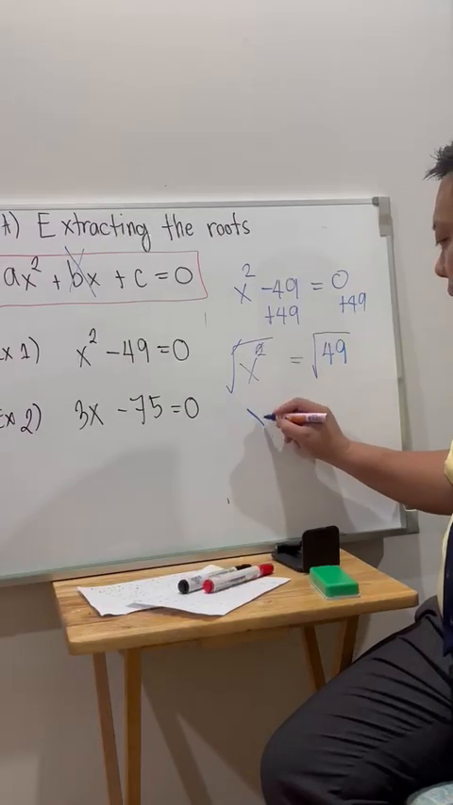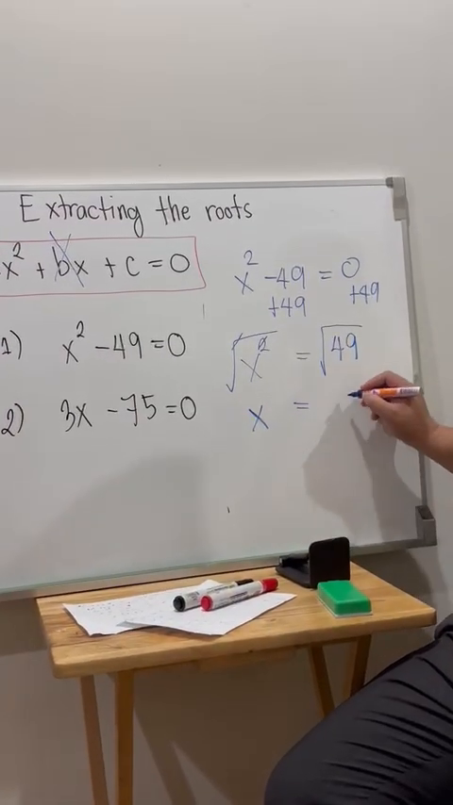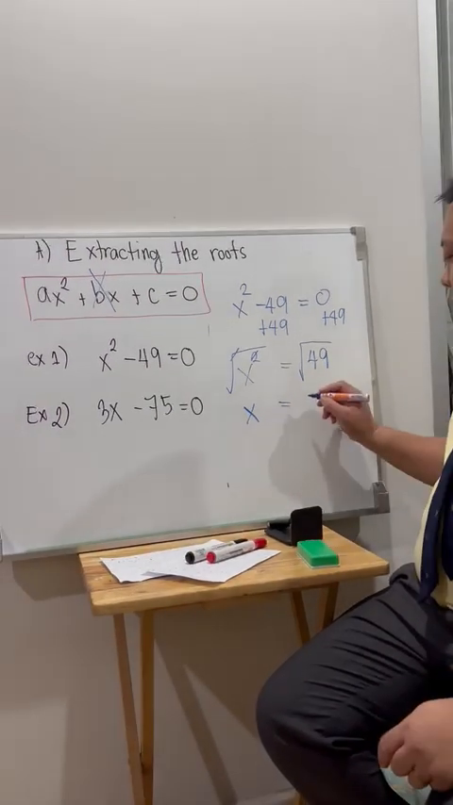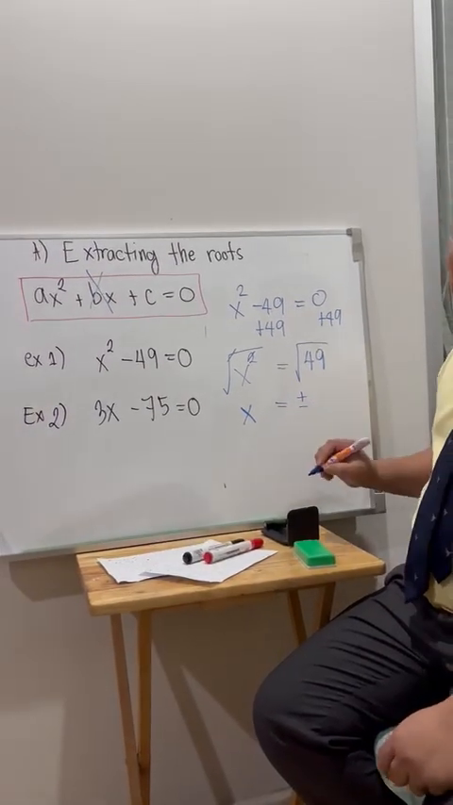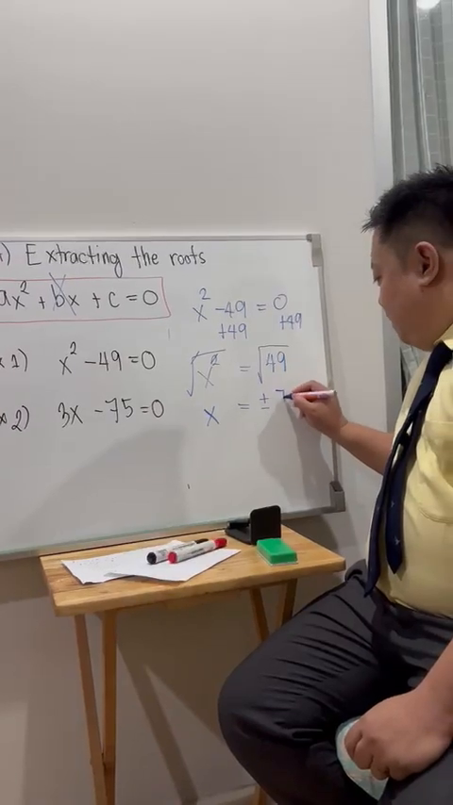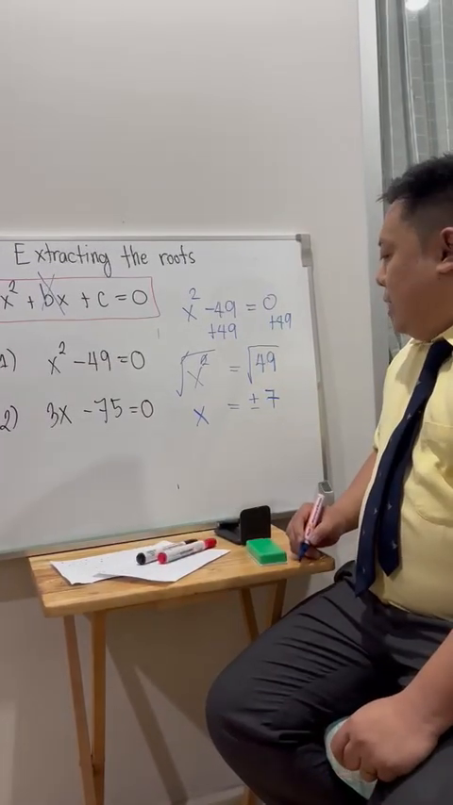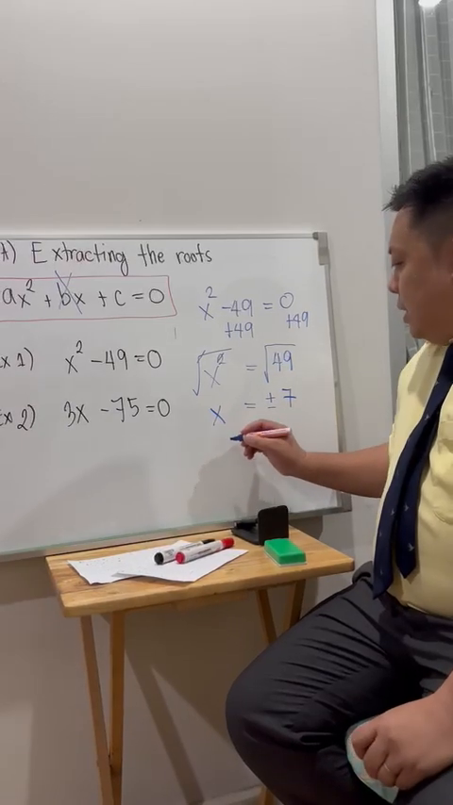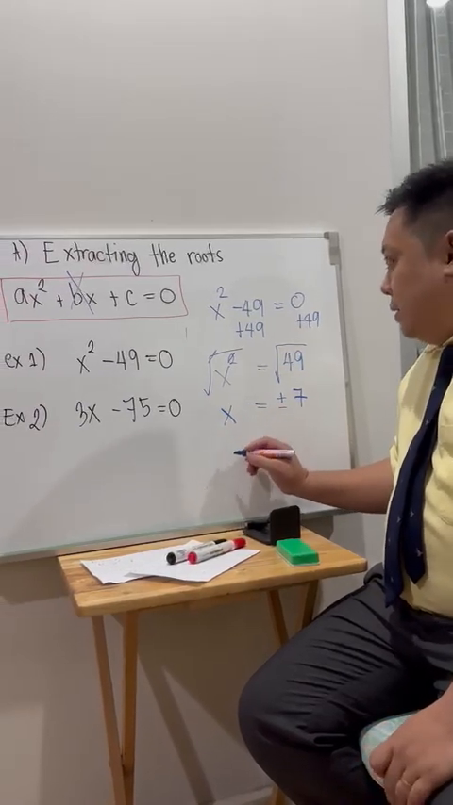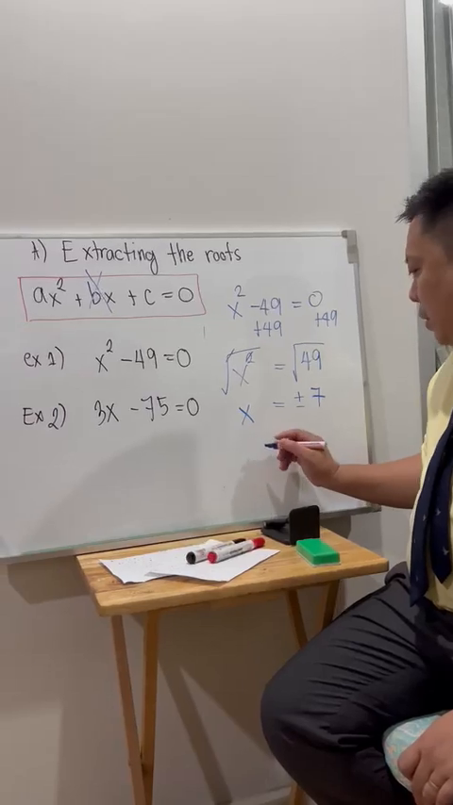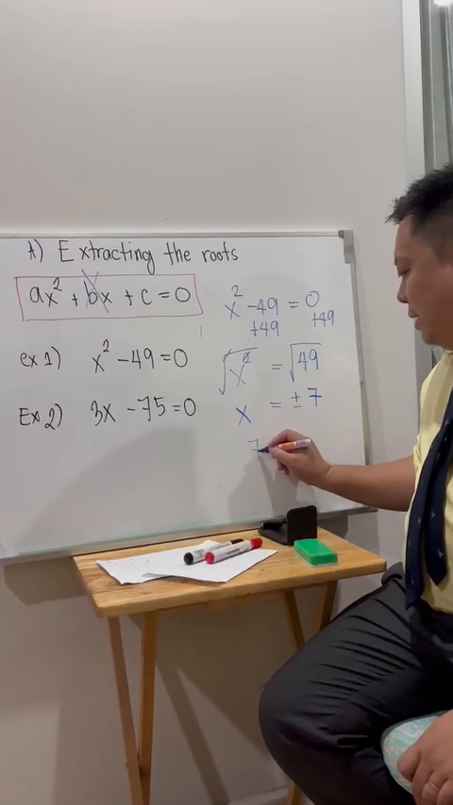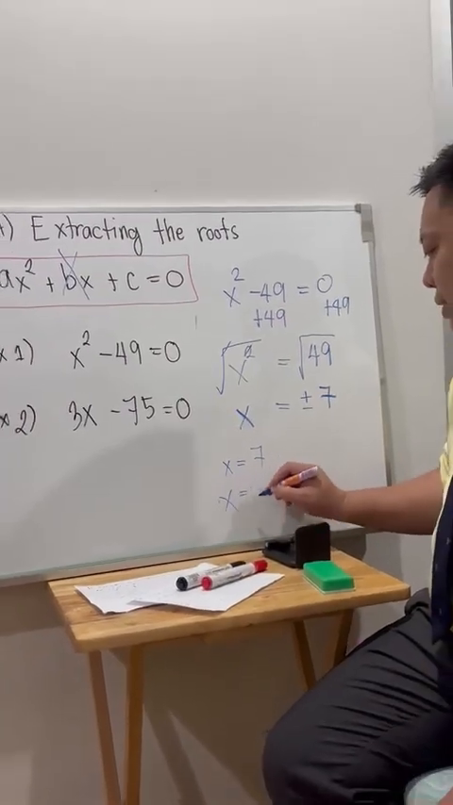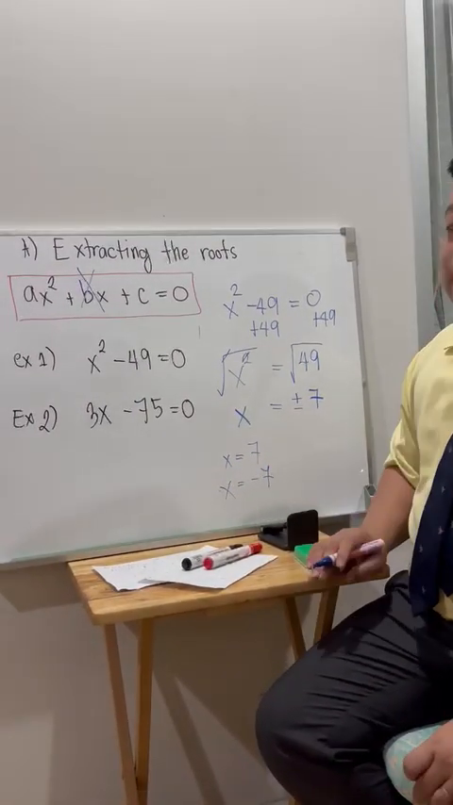Thus, we have our value, x is equal to, remember, square root of 49 has 2 values. It can be either positive or negative 7. Okay, so the roots or the solutions of this quadratic equation are x is equal to positive 7, and x is equal to negative 7.